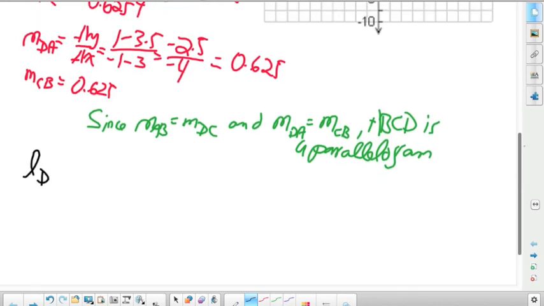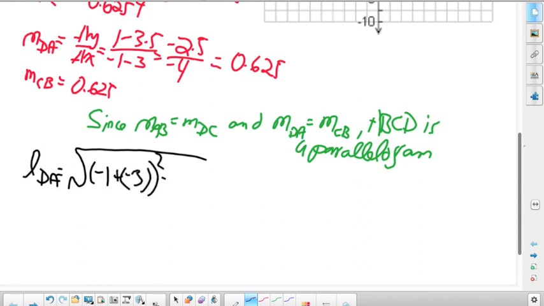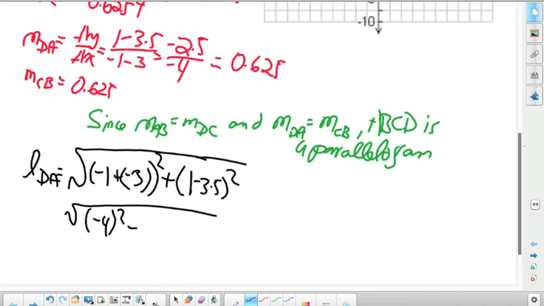So the length of DA, I'll do it since the points are right there. That's the square root of my (x, -1 plus -3) squared plus (1 minus 3.5) squared. So I get the square root of -4 squared plus -2.5 squared. That's equal to the square root of 16 plus, that's 2.5 squared? 6.25.